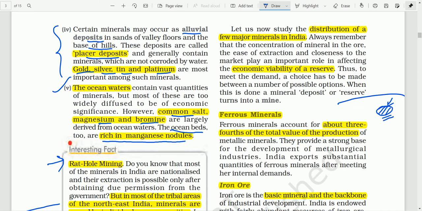So economic viability of a reserve depends on the quantity, the size of the reserve, closeness to the market, demand for the ore, and whether it occurs on the surface or below the surface. If it is occurring on the surface, we may get more profit. So these are the important factors.